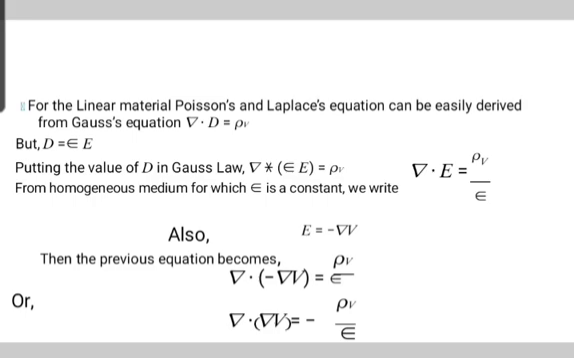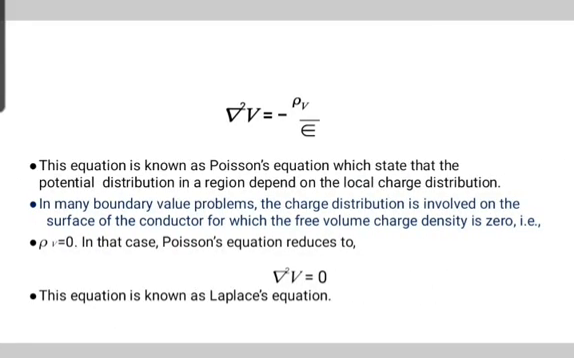For a homogeneous medium for which epsilon is constant, we can write E is equal to minus del V. Substituting this value of E in the above equation, it becomes del dot del V is equal to minus rho V by epsilon. So it becomes del squared V is equal to minus rho V by epsilon. This equation is known as Poisson's equation, which states that the potential distribution in a region depends on the local charge distribution.